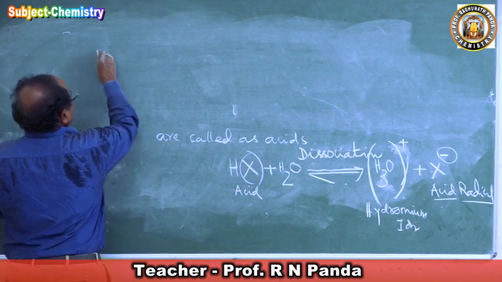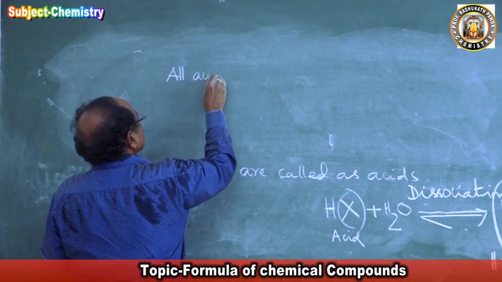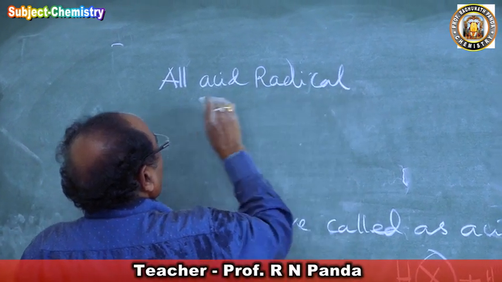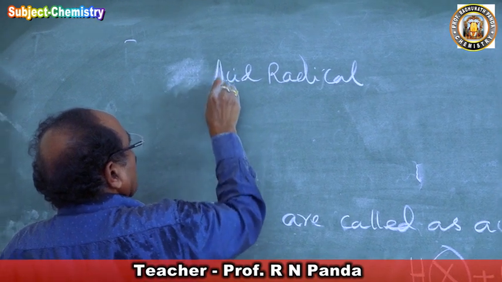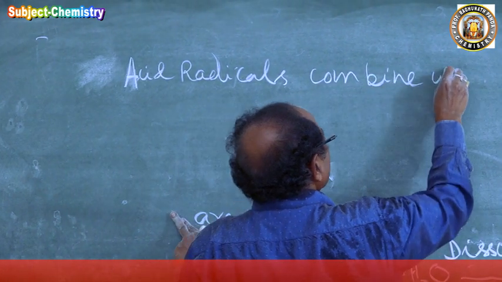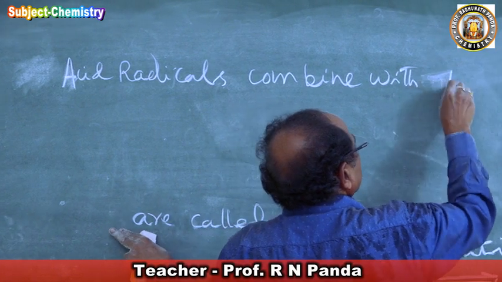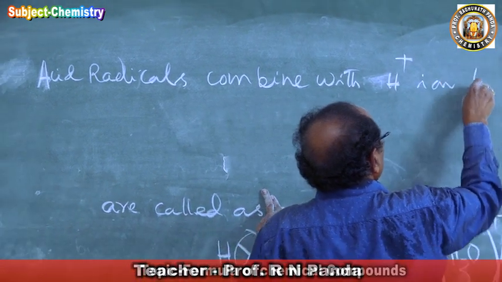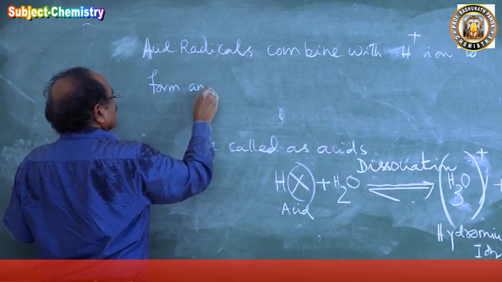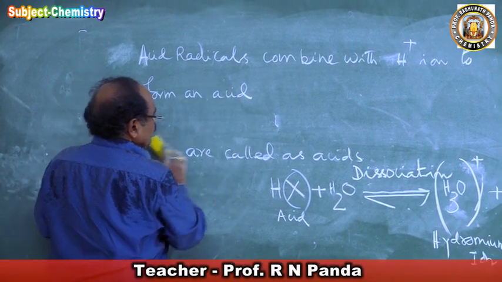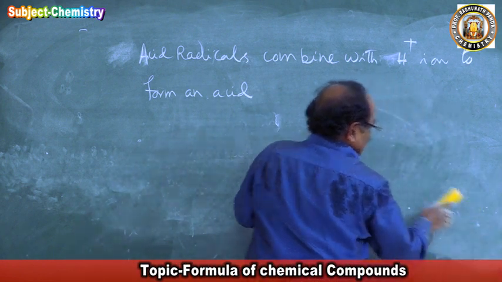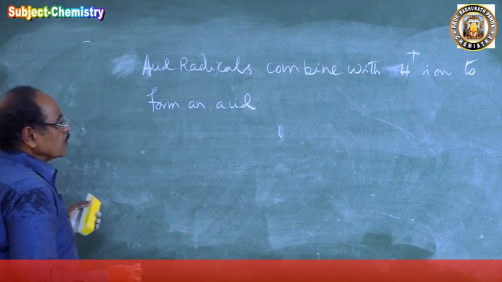Now my point is, what I am going to teach you today is how to write the formula for acids. So all acid radicals combine with H plus ion to form an acid. Acid radicals are of two types.